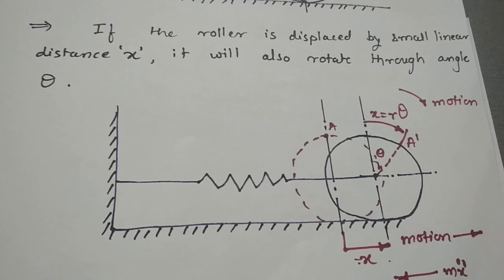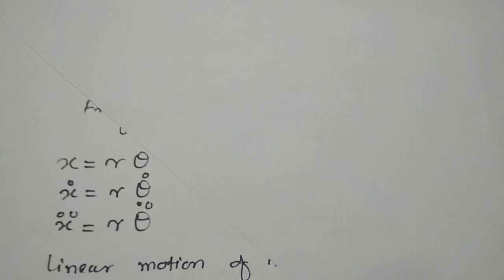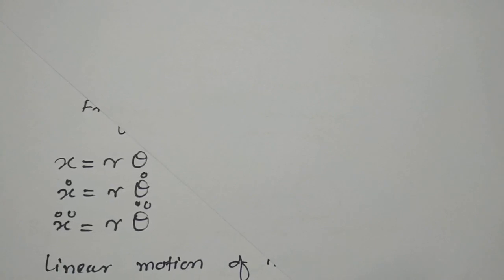We will solve this numerical by two methods. First one is the D'Alembert principle or equilibrium method. We already noted that x is equal to r theta. So linear velocity x dot will be equal to r into theta dot. And if we take the derivative again with respect to time, that will give x double dot, means linear acceleration, and that linear acceleration is equal to r into angular acceleration, means theta double dot.